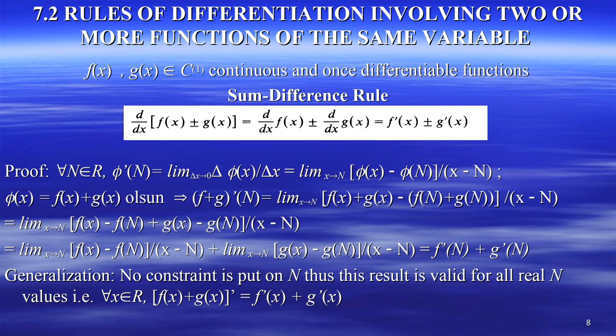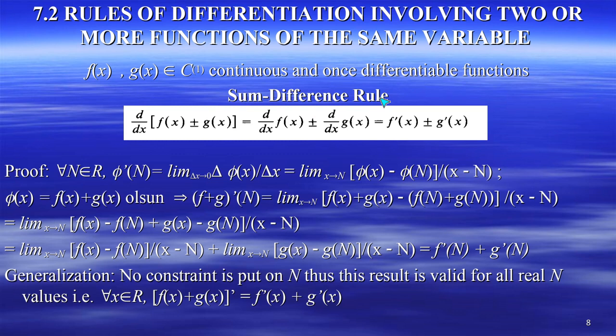Great. So now we are at 7.2, the second subtitle of our chapter 7. Rules of differentiation involve two or more functions of the same variable. These are very interesting as well. We have now more than one function. For instance, f of x and g of x, which are continuous and once differentiable functions at least. So they are continuous, and you can take their first derivative at least. This is C1, meaning continuous and once differentiable.